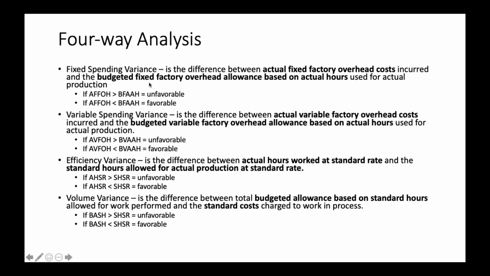Okay. Now for four-way analysis, we have fixed spending, variable spending, and then efficiency and volume variance. So actual factory overhead less your budgeted fixed overhead, and then for variable we have the actual variable factory overhead and the variable budgeted overhead. Actually, it's just an expansion of the three-way analysis. We just have to compute separately the fixed and the variable spending.